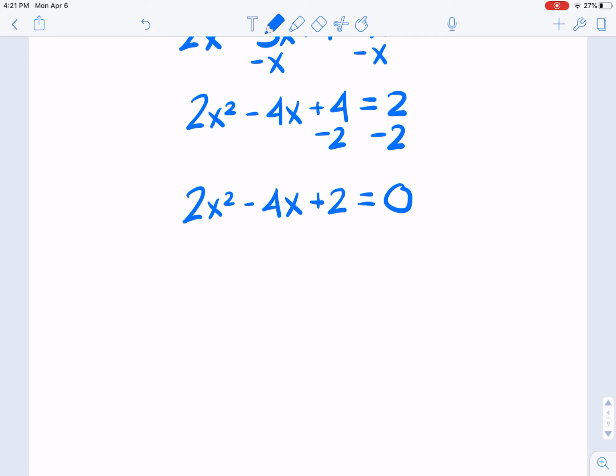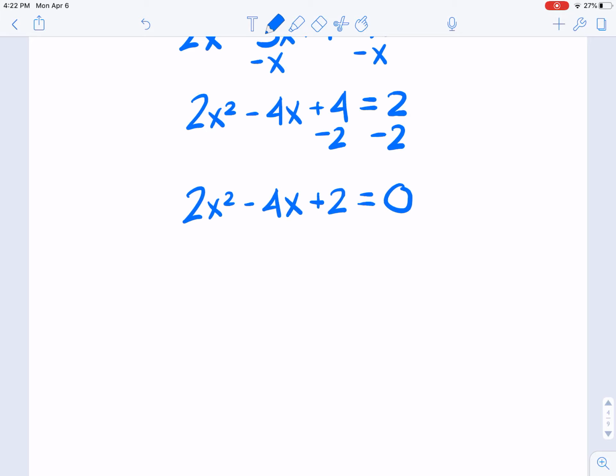This doesn't work for square roots. You could also do completing the square. That's another way that you could have done this. The only one that doesn't work is square roots. So you could graph, you could complete the square, you could factor this, you could do the quadratic formula.